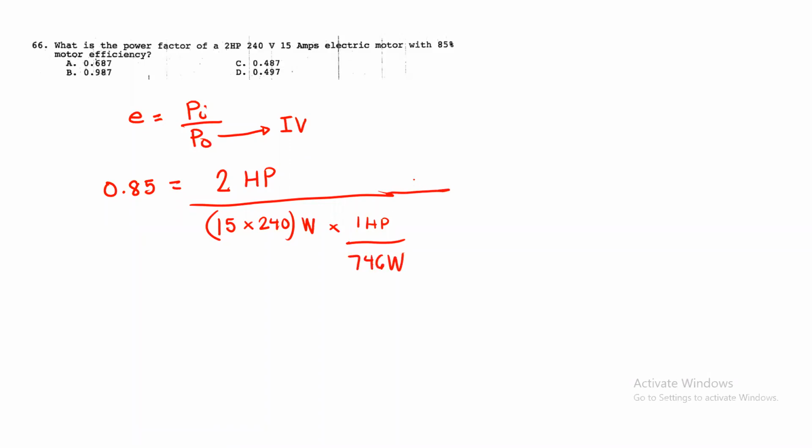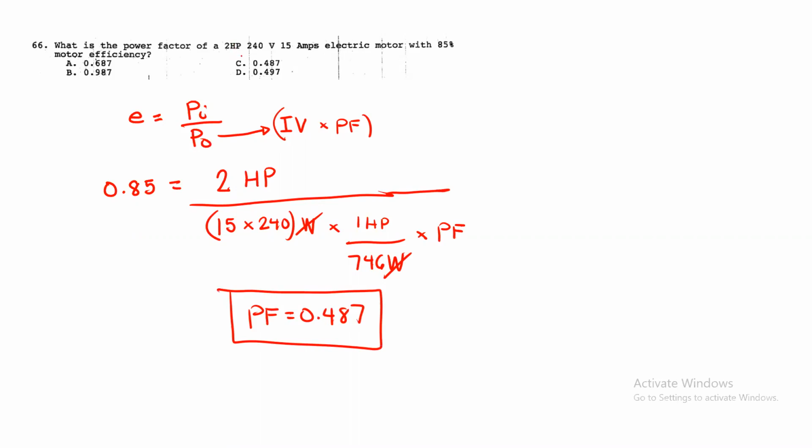times, so kapag may power factor pa pala tayo, minumultiply pa natin dito yung power factor sa baba. So times power factor, so makakancel to. Makuha natin power factor dito is 0.487. So the answer is letter C.